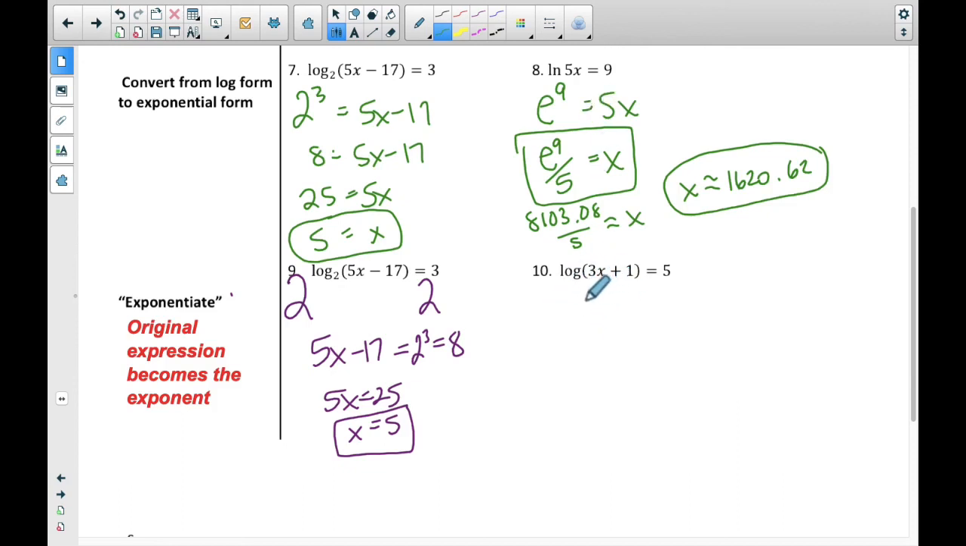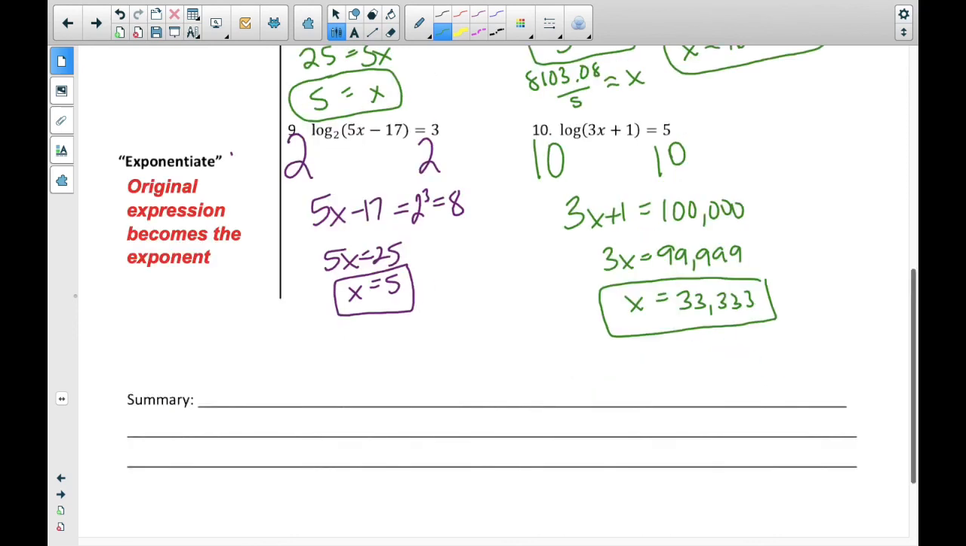For the common log, remember this is a base 10, right? So I'm going to take 10 to this power is equal to 10 to this power. And on the left-hand side, the log and the 10 to the power are going to cancel each other out. And on the right-hand side, I'm going to get 10 to the fifth. And now I just have to solve this problem. I'm going to subtract 1 and divide by 3.